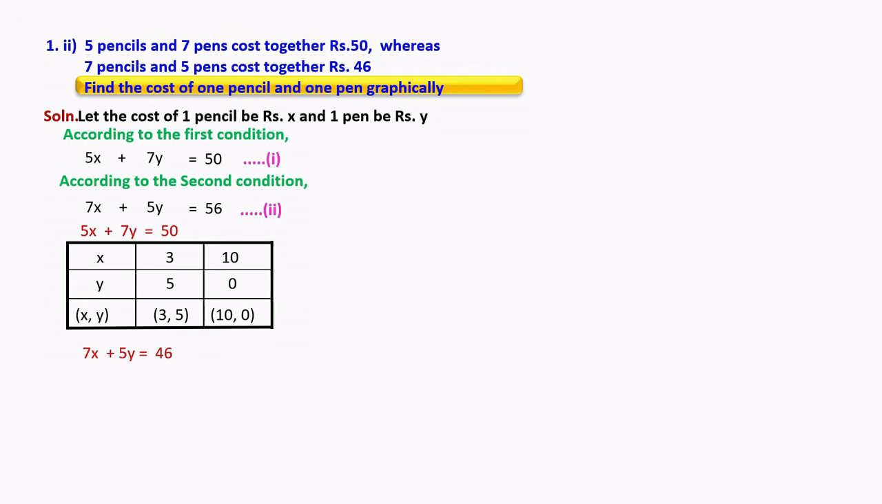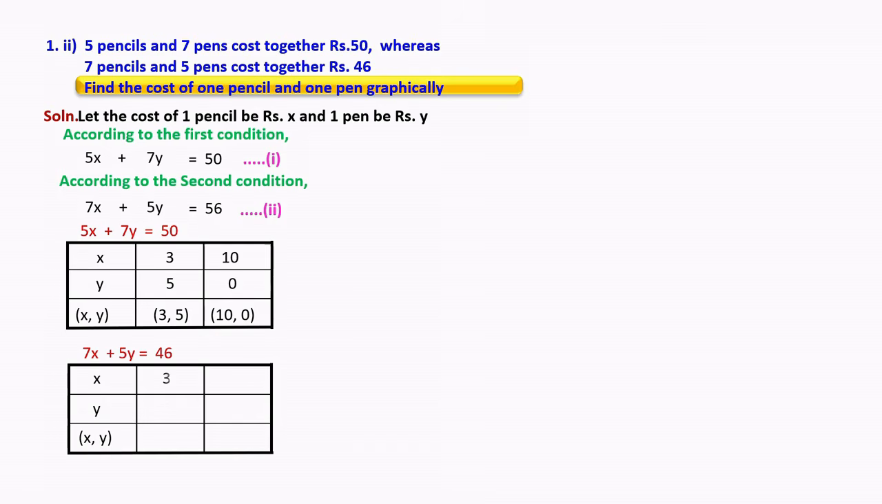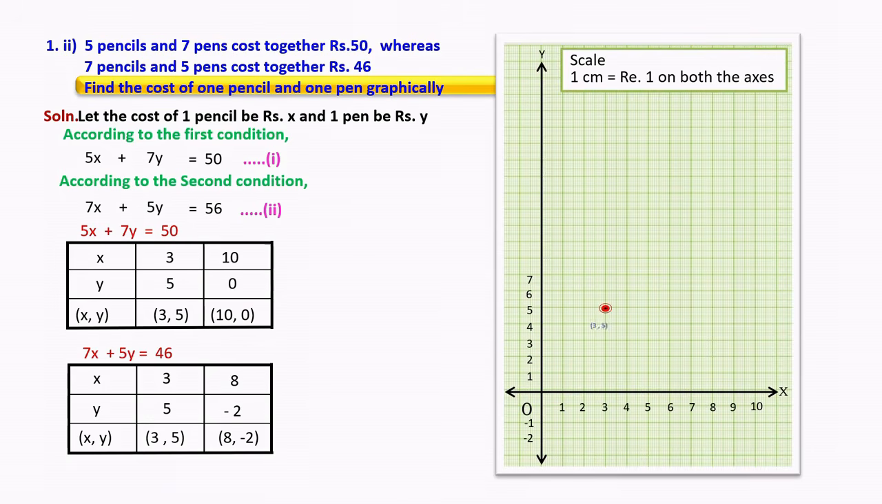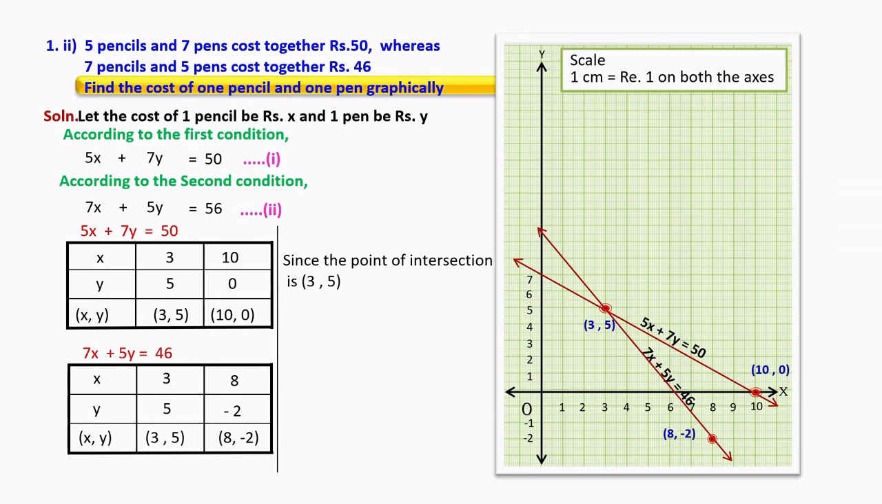For the second equation, if x equals 3, 7 into 3 plus 5y equals 46. So y equals 5. Also, when y equals negative 2, x equals 8. So, the points are (3, 5) and (8, -2). Plot these points on the graph and draw the lines. The two lines intersect at the point (3, 5). Therefore, the cost of one pencil is rupees 3 and the cost of one pen is rupees 5.